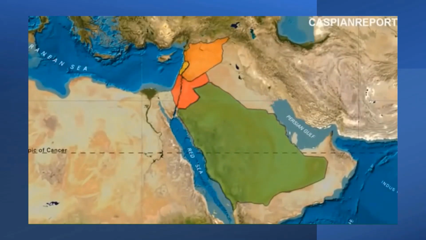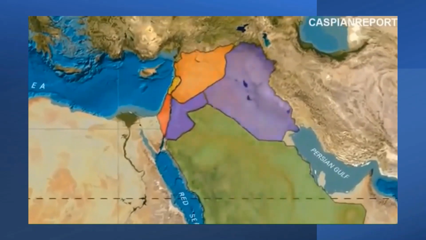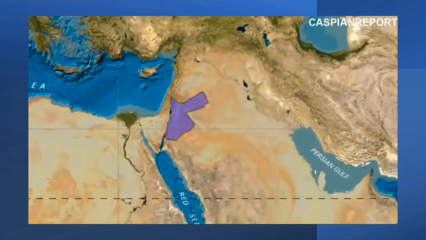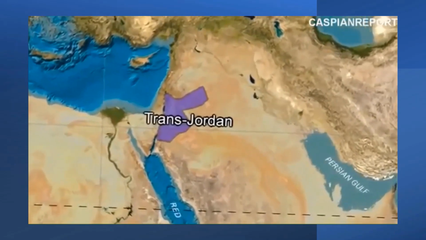But by then, the British had given the Hashemite clan two new kingdoms, one in Iraq and another kingdom to the north of the Arabian Peninsula. To be more exact, to the north of the eastern side of the Jordan River. The Hashemites were centered on the town of Amman, and this region was renamed Transjordan, which basically means the other side of the Jordan River.